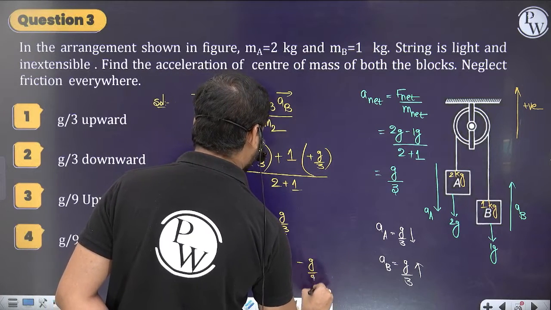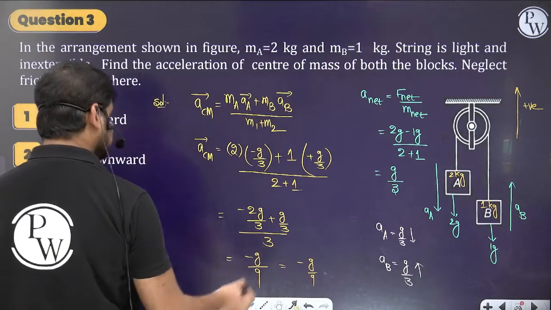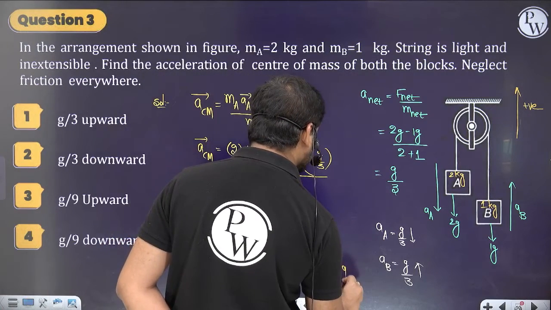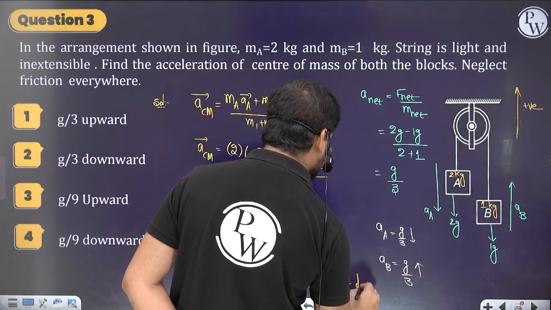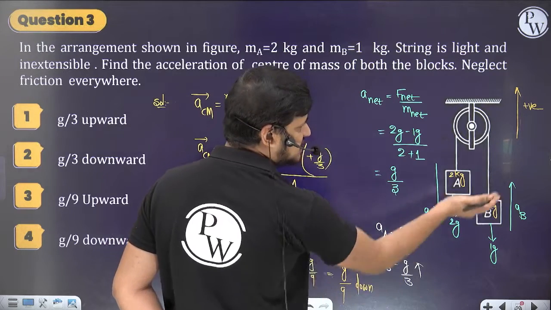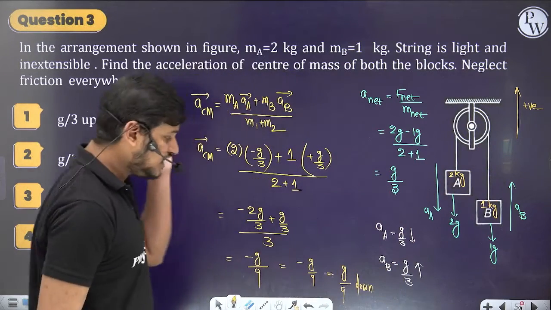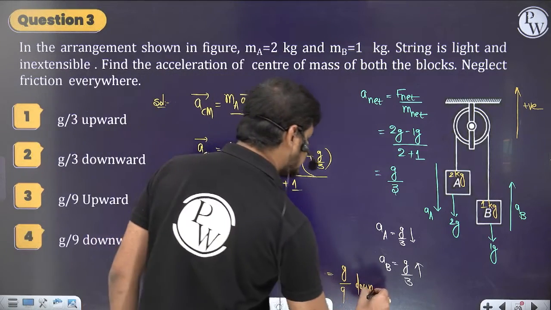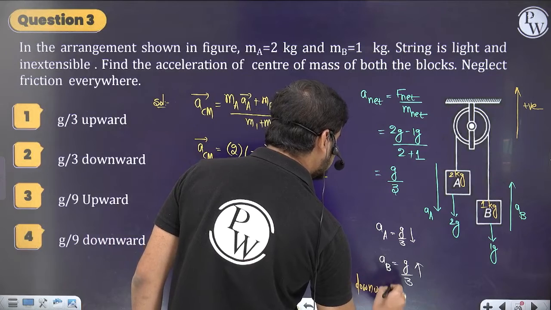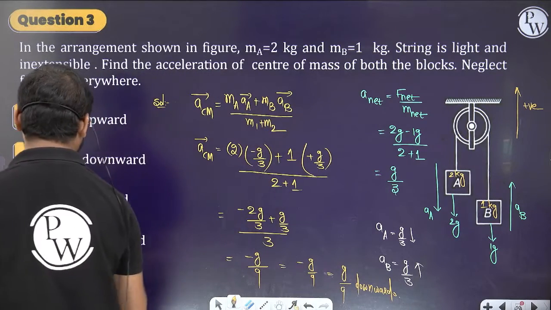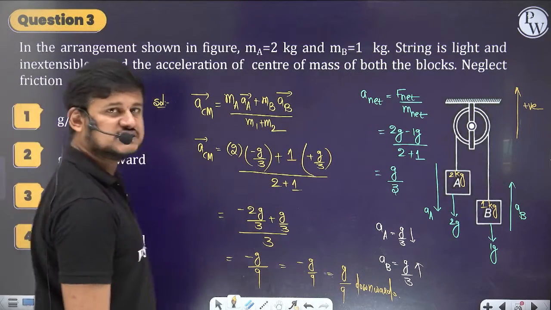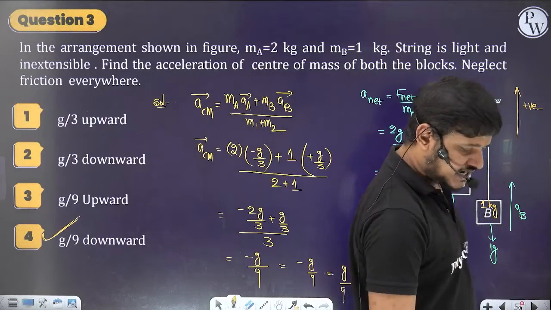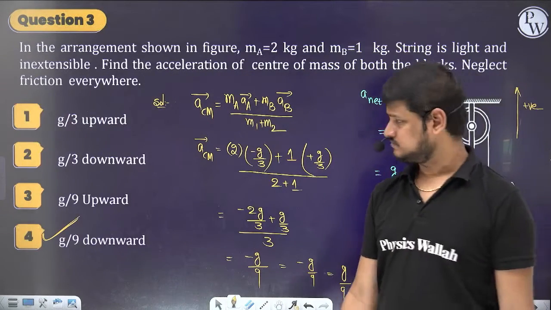What does this minus indicate? g by 9 downward. Because we considered the upward direction as positive, here we got the acceleration of the center of mass as minus, which indicates g by 9 in the downward direction. So g by 9 downwards. Option 4 is the correct one. Clear, guys? Understood the concept? Chal.